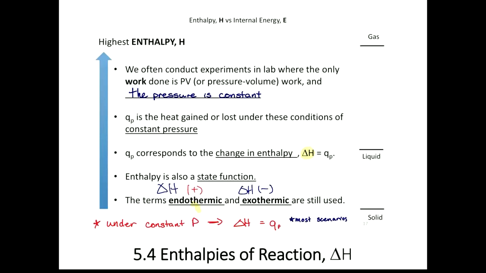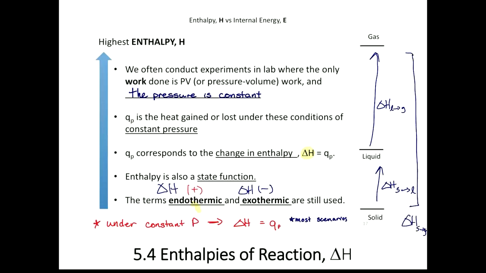And the idea here is that delta H is also a state function, so we can relate the delta H's for these different processes: solid to liquid, and the enthalpy for the change from a liquid to a gas, and that will be equal to the transition of the process from a solid to a gas. So we're just replacing the word internal energy with enthalpy instead. That's essentially what we're doing here, and we can do this because most chemical reactions we do on Earth are happening at constant pressure.